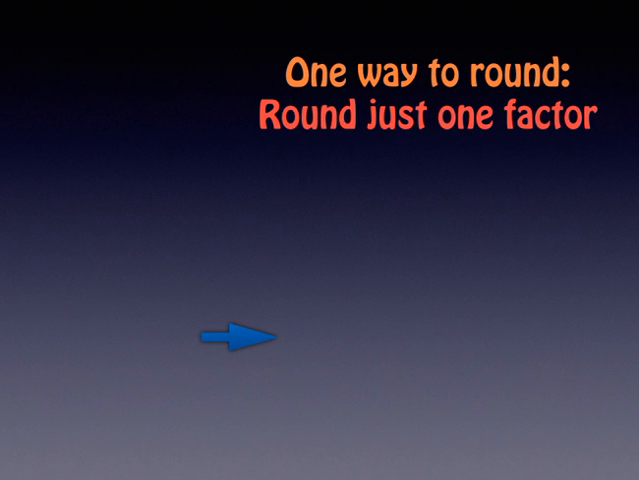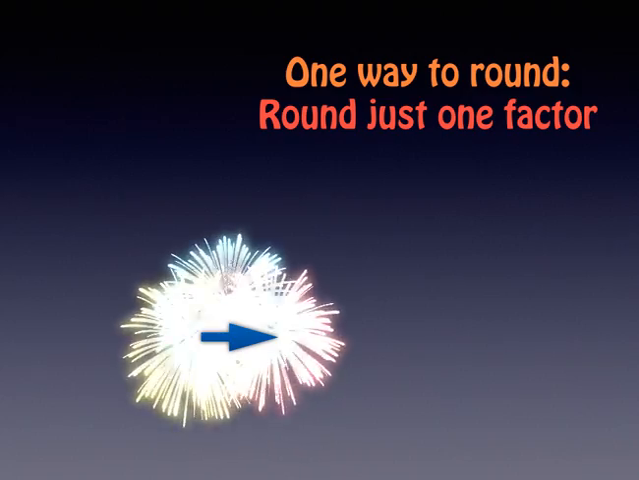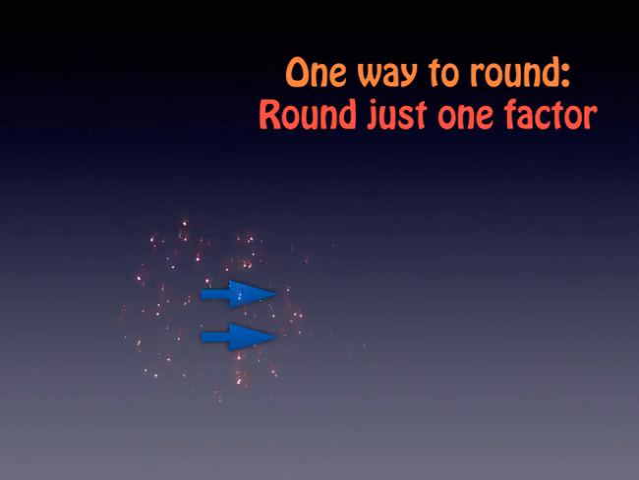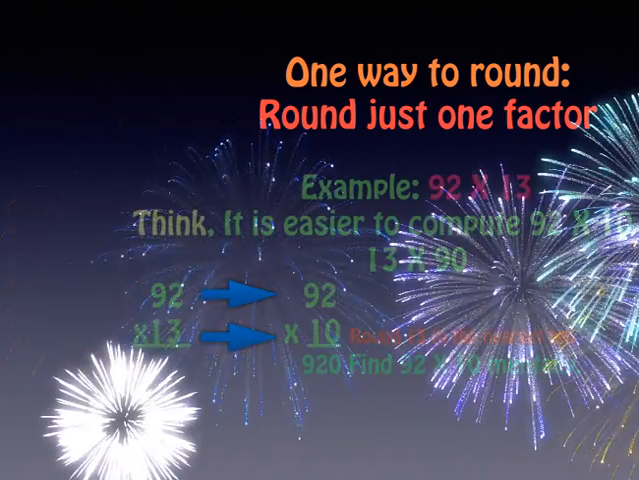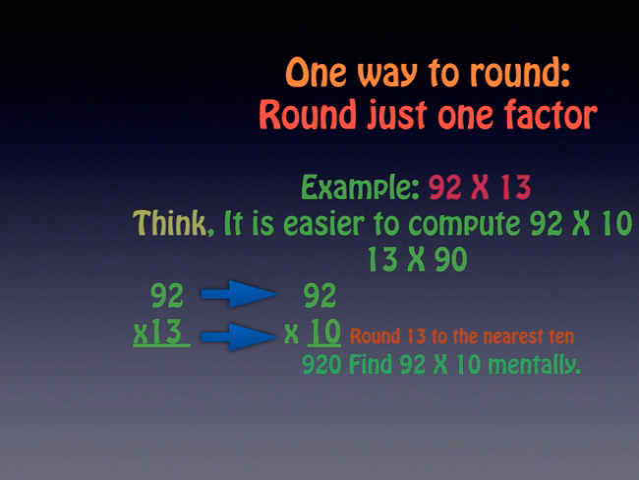One way is to round just one factor. So an example of that, if we had 92 times 13, think, is it easier to compute 92 times 10 rather than 13 times 90? So if we had 92, we would just keep that the same and then round 13 to 10. That way we could do that in our head, which our product would be 920.